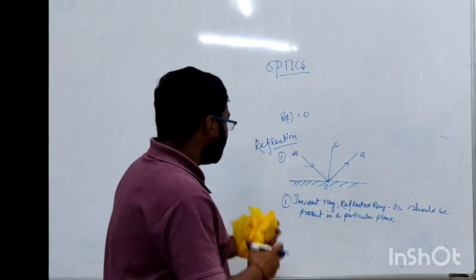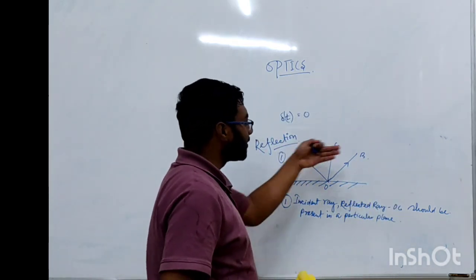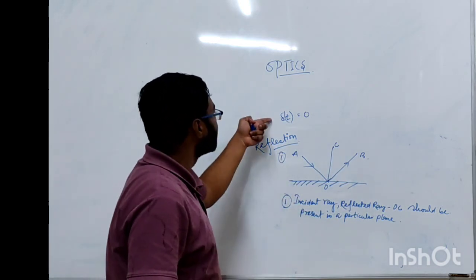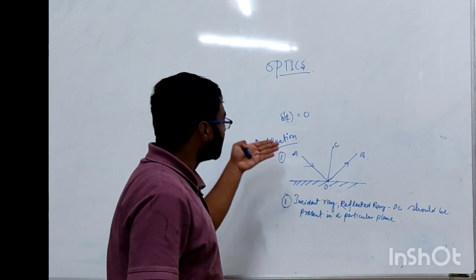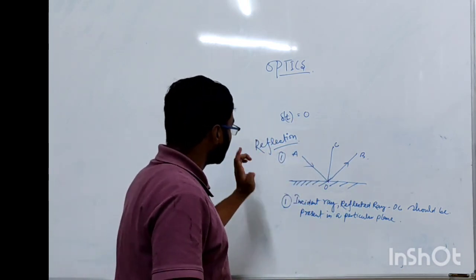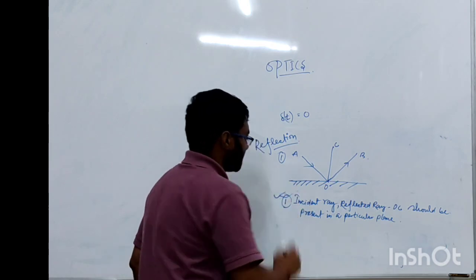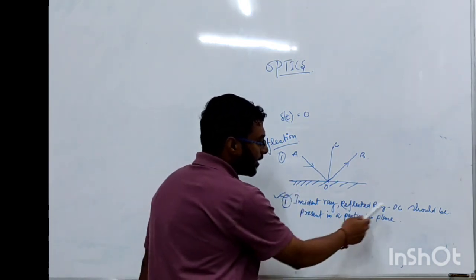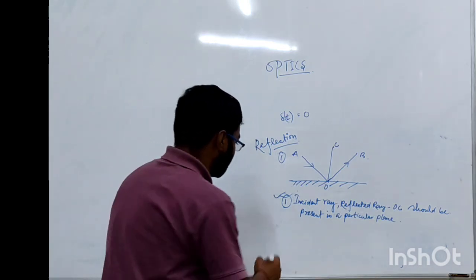But if they are in different planes, then obviously the time required for the light to travel would not be minimum. To maintain this condition, we have to take this condition: the incident ray, reflected ray, and OC should be present in a particular plane.